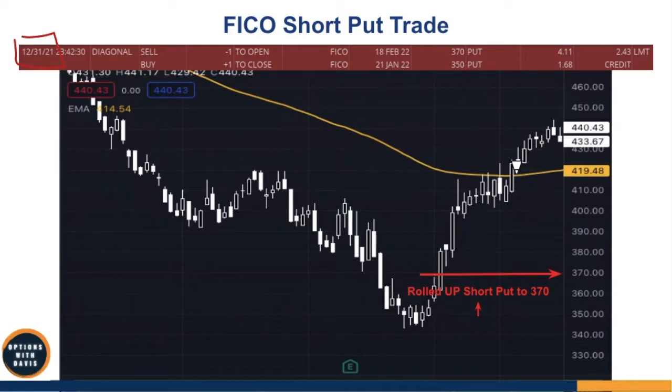FICO went all the way up, and in hindsight, it was quite unfortunate that I didn't get filled, because it would be fantastic if I had been filled at $350 and I would ride this profit all the way up here. But of course, as fate would have it, the market started to rally back up. So when it rallied back up so strongly, I felt there was very little chance that it would come all the way back down to 370.